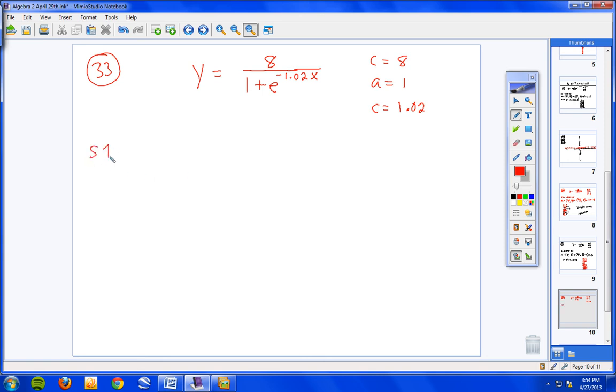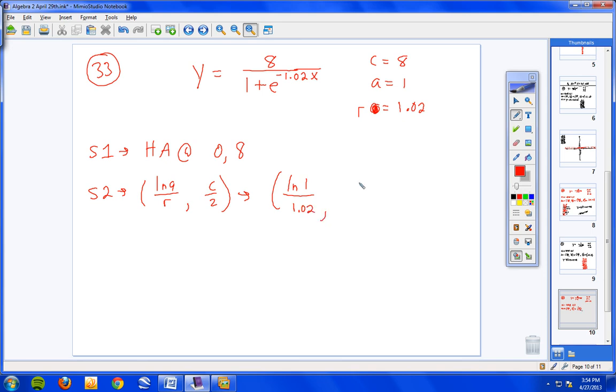All right, step 1 says list out my horizontal asymptotes. I would have horizontal asymptotes at 0 and 8. Done with that. Moving on to step 2. Step 2 says find the middle value by using natural log of a over r, comma, c over 2. So very quickly then, I can do this. Natural log of a would be natural log of 1 over r, which is, oh, I called that a c up here, didn't I? Sorry about that. That's r. There we go. And r is 1.02, comma, and c is 8 over 2.